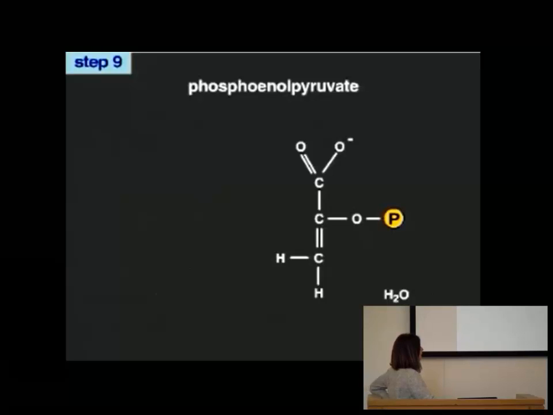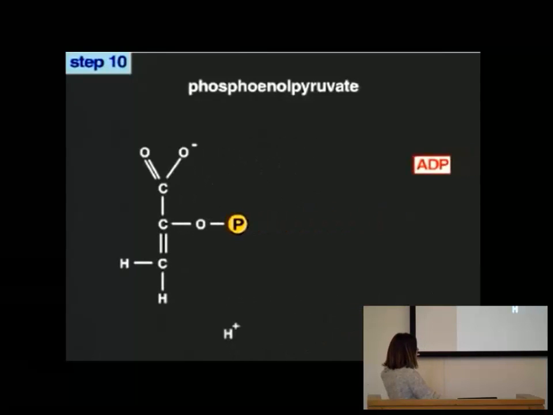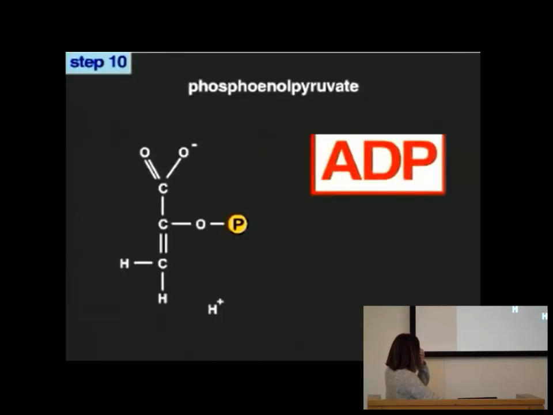hydrolysis. It's very strained. In the 10th and last step of glycolysis, the enzyme pyruvate kinase transfers the high-energy phosphate group to ADP, forming ATP and pyruvate. Now it's more relaxed because it gave up the phosphate.